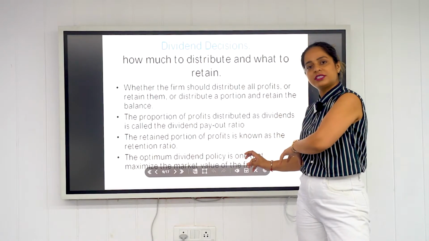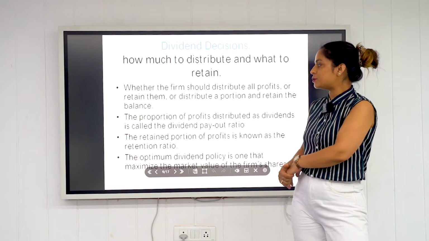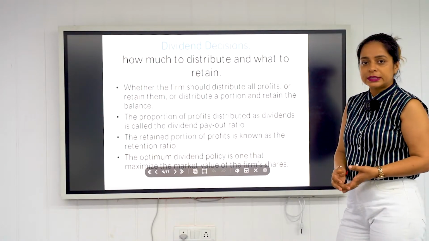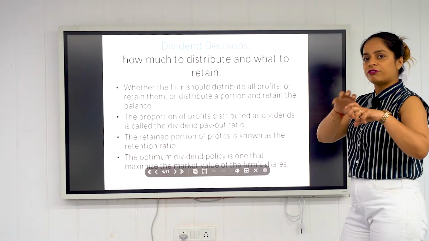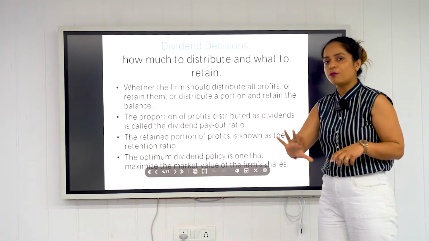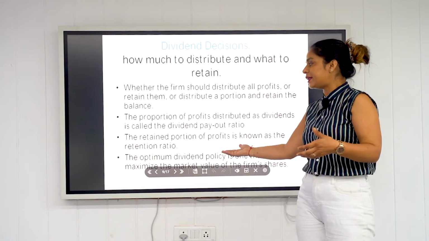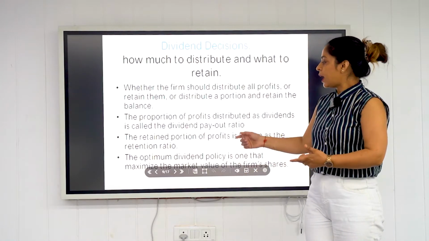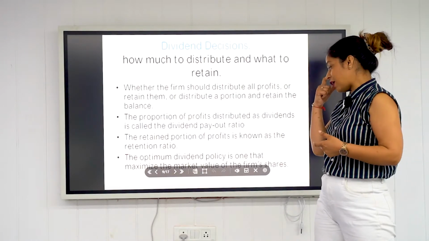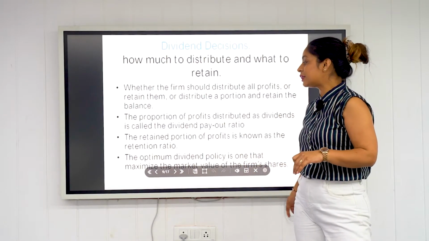These are very important chapters under financial management. So we will discuss these ratios. The dividend payout ratio means what percentage of the actual profits you are going to distribute, and the retention ratio means how much of the profit you are retaining with yourself, right. The optimum dividend policy is one that maximizes the market value of the firm's shares. That is the second objective of financial management, wealth maximization.